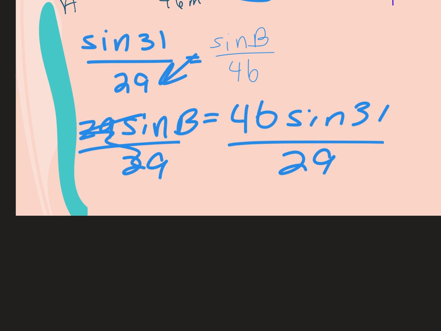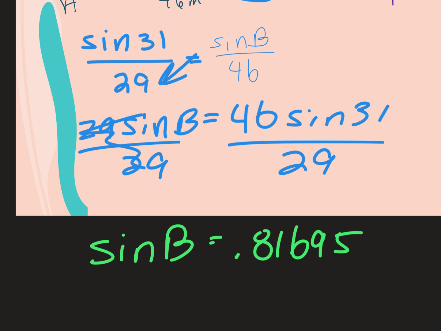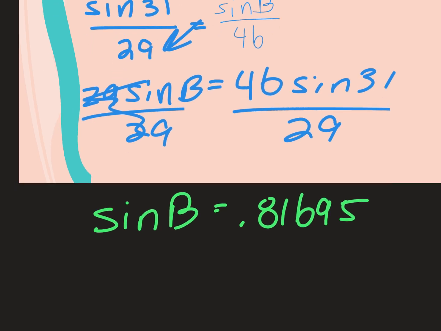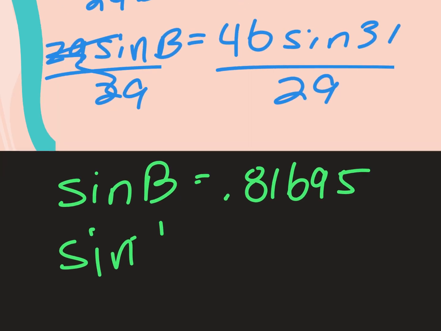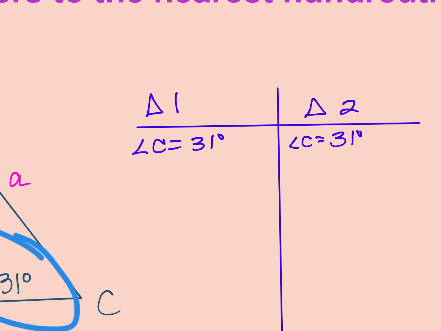So when I find this value out, am I finding the angle measure? Yes or no? Come on, guys. Am I finding the angle measure? You have to do second sine. I get the sine of B is 0.81695. That is not the measure of the angle. That's the sine of the angle. So we're going to do second sine, second answer. And I get what? Angle B is how much? 54.78 degrees.